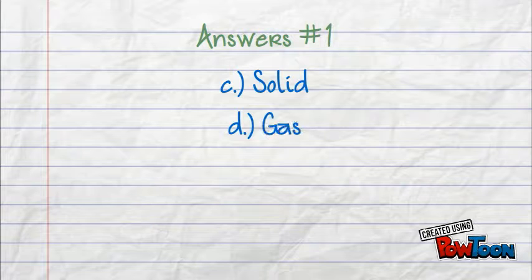The answer to question C is solid. Solid is on the far left of most phase diagrams. And region 3, the answer to D, is gas. Gas is on the bottom right.